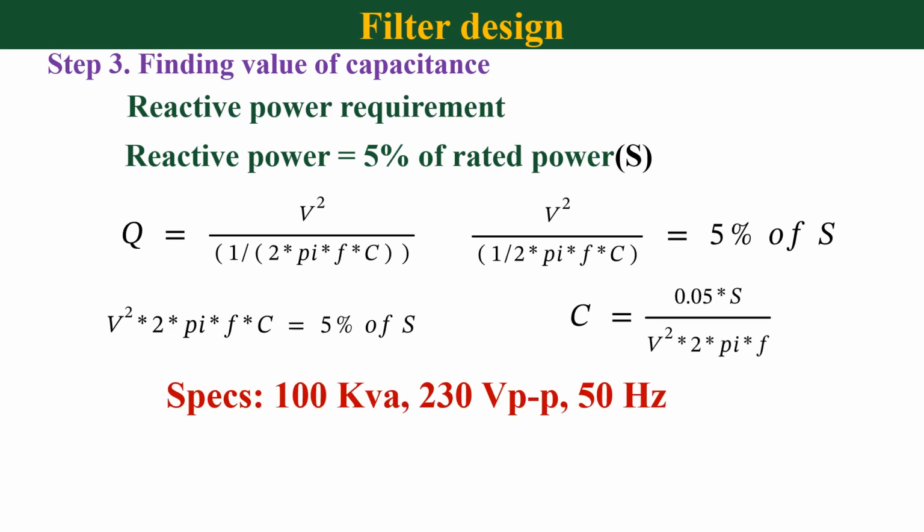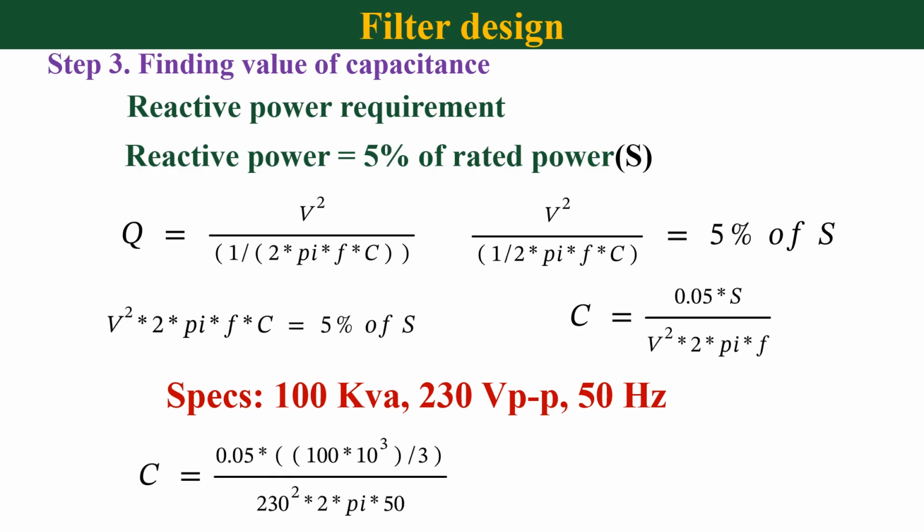For a 100 kVA grid-connected inverter with 230 volt phase voltage at 50 Hz frequency, we can calculate the value of C as capacitance is equal to 0.05 into (100 kVA divided by 3), all divided by 230 square into 2 pi into 50. That is equal to 100.28 microfarad. Here I have divided the total power by 3 to get the power in a single phase.